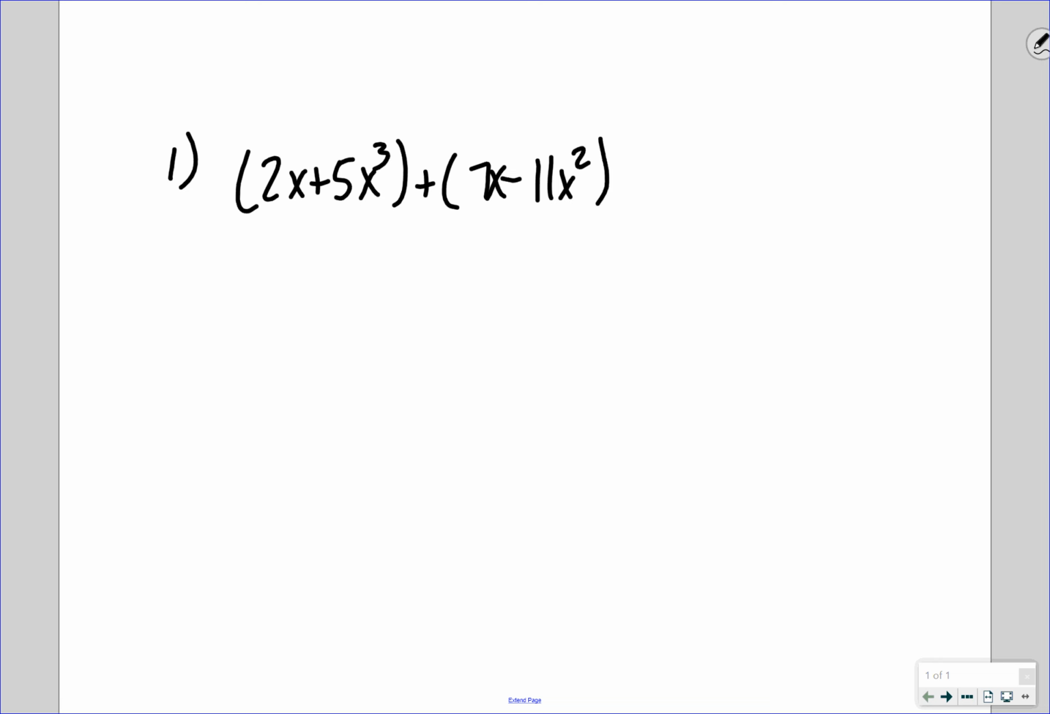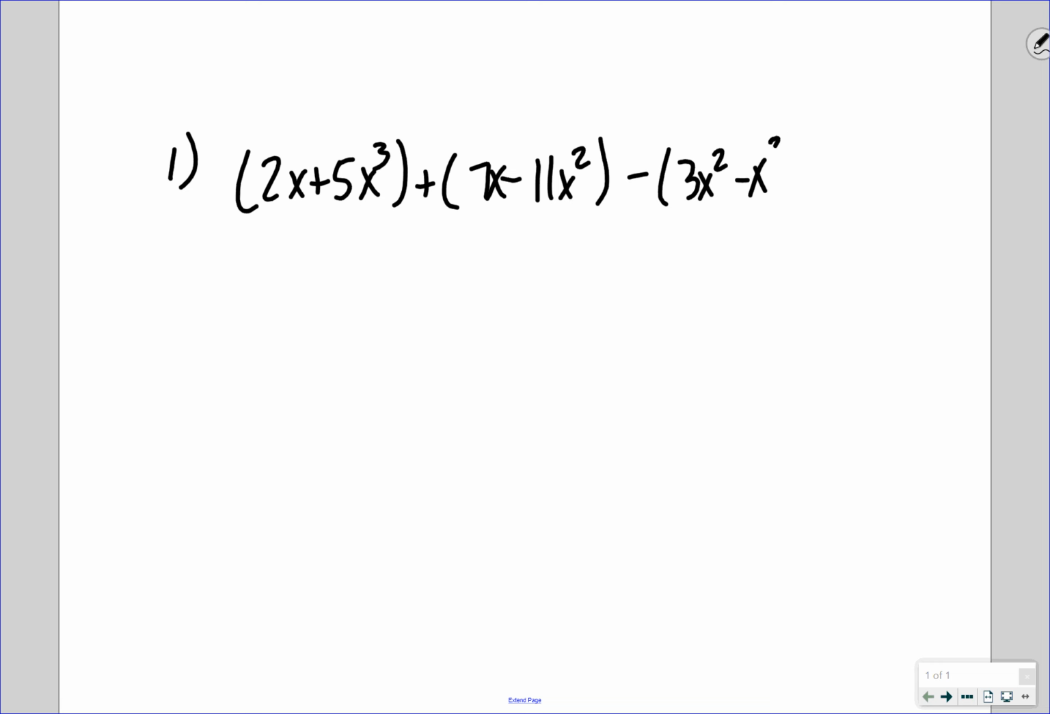Okay, so I'm just going to go through the Chapter 3 review for Algebra 2. 1 and 2 are just operations of functions. So number 1, I've got 2x plus 5x cubed plus 7x minus 11x squared minus 3x squared minus x squared.